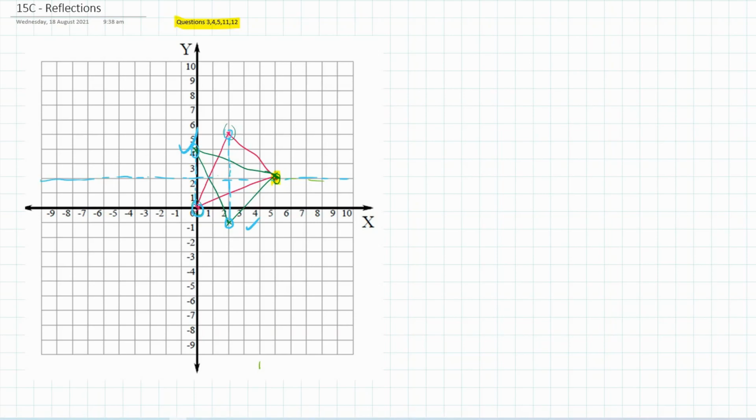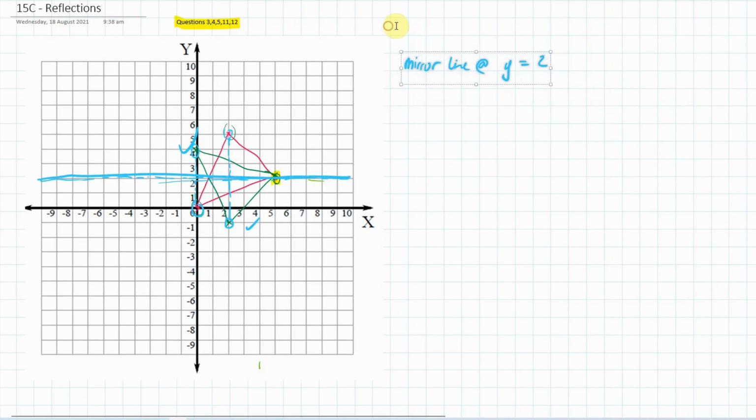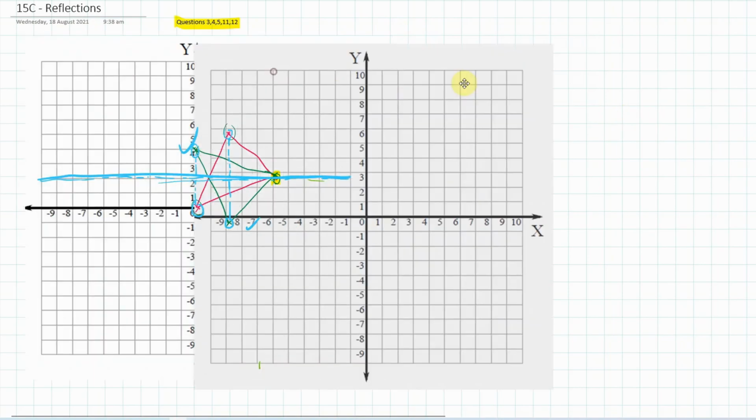So for this one, we'd write mirror line at y equals 2, because our point is at y equals 2. That line is along y equals 2. Okay, that's number 11. That was nice and easy. Let's see if we can nail this last one quickly.